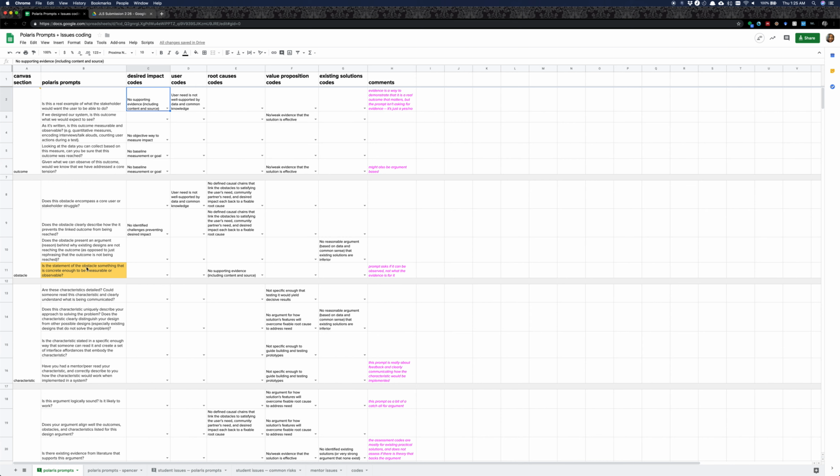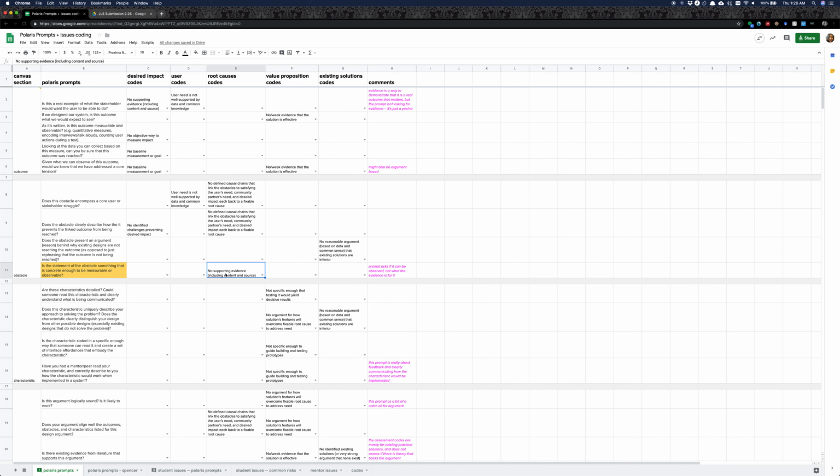ARS student was trying to assess their obstacle, one of the prompts asks, is the statement of the obstacle something that is concrete enough to be measurable or observable. And the closest thing to a type of issue that a student would make in the design setting was that they didn't really have any supporting evidence for a root cause that they might have listed.